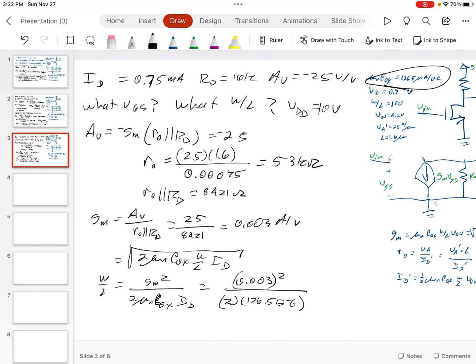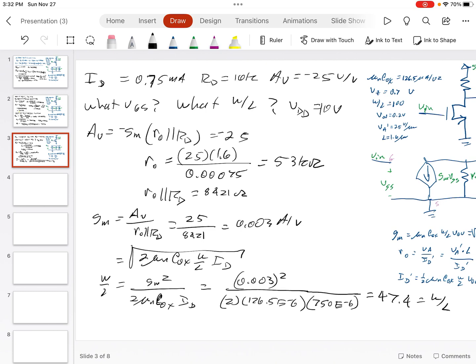Because that's that value I have right up here for mu NCox W over L. And then the current, we're given it's 750 microamps. So 750 e to the minus 6, and we get a value of 47.4. That's a perfectly reasonable number. You can't let W over L be less than 1. If it's less than 1, you've got to do something over it.